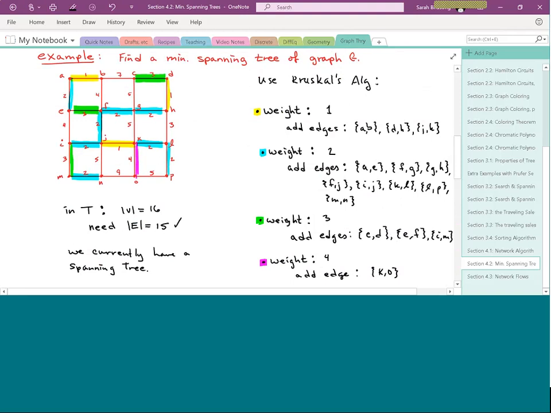We had 1, 2, 3 edges of weight 1, so that's 3. We had 8 edges of weight 2? 1, 2, 3, 4, yep, 8. So 8 times 2 is 16. We had 3 edges of weight 3, so that's 3 times 3, or 9. And we had 1 edge of weight 4. So if we add those all together, that's 20, that's 12. So what is that, 32? Make sure I did that arithmetic correct.